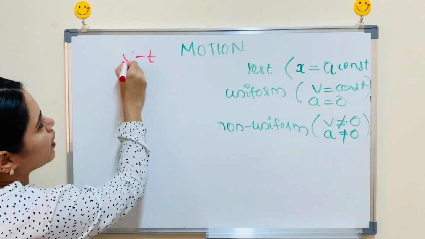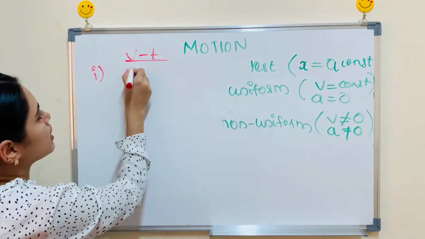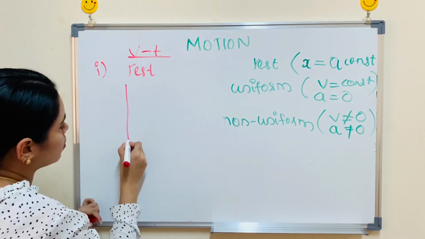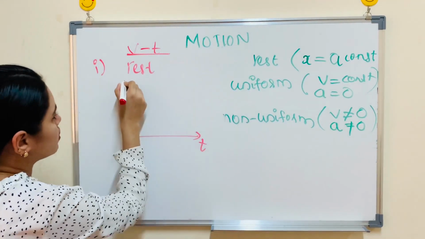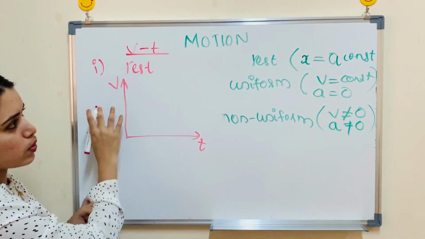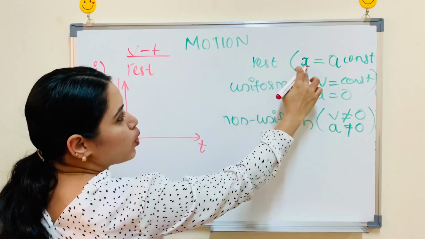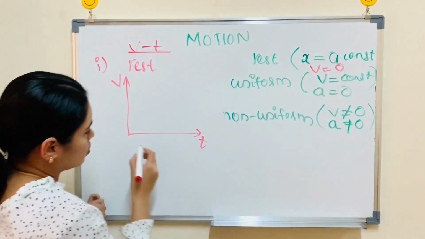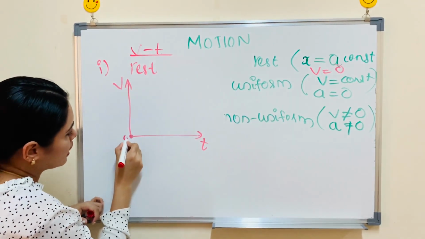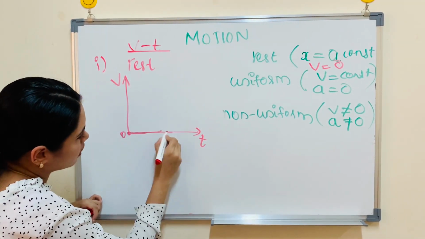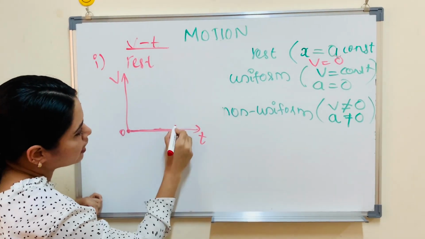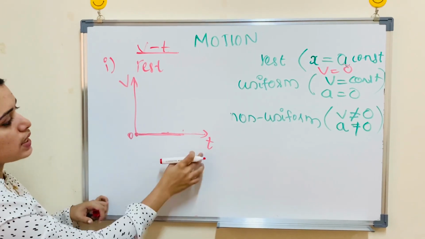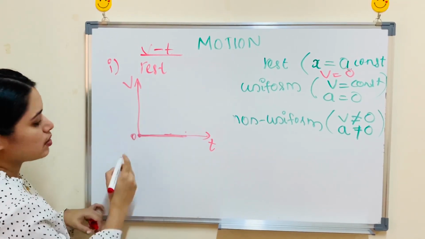Now we are drawing the velocity time graph for the first condition, when the object is at rest. So this is the time axis and here is velocity. When the object is at rest, position is a constant. Then what is velocity? Velocity is 0. So where is velocity 0? Here. So the graph will be a line on the x-axis. This is the velocity time graph for an object which is at rest.